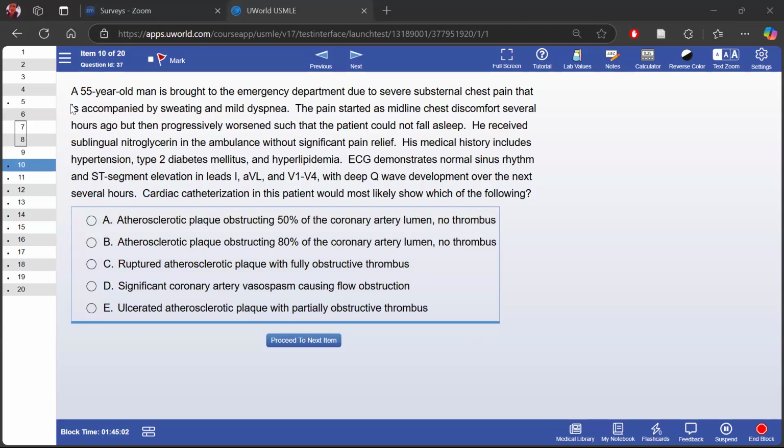So here's what I want you to think about. There's something we call critical stenosis in the coronary artery. Critical stenosis is the minimum narrowing in the coronary artery before a patient develops signs and symptoms, right? The minimum occlusion in the coronary artery before the patient becomes symptomatic.